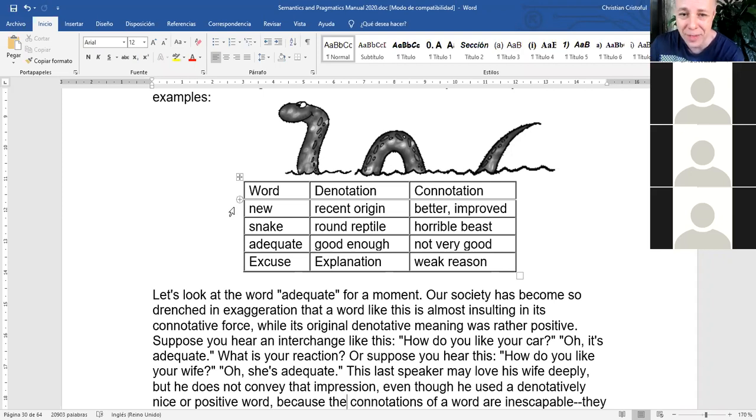We add that. Okay. Then, as I told you before, snake is a round reptile, but the connotation is a horrible beast for some people. Remember, connotation is subjective. Adequate. The word adequate in English is a very, very interesting word because they don't use that word the same as we do. We say adecuado, but when they say adequate, the denotation means exactly as Spanish, good enough. But the connotation in English is that something is not very good.